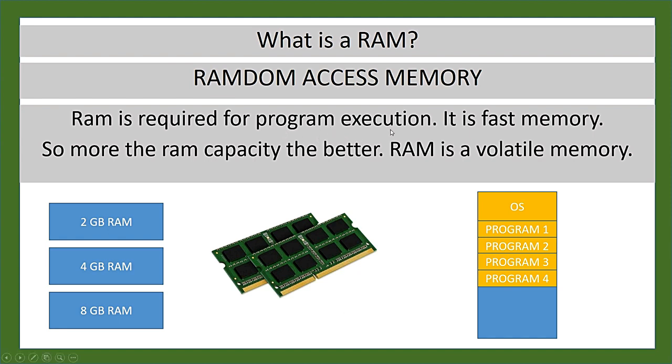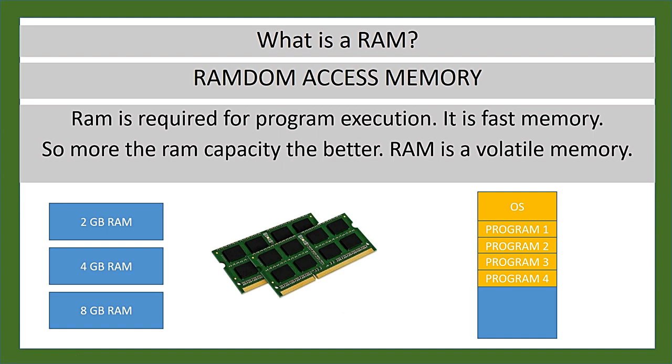Understand this word, program execution, which means that every program that you run on a computer gets executed through RAM. Please understand this. Every program. Now, what do you mean by the word program out here? Program here refers to the software that you're running on your computer. For example, you're running your video game. You started a video game. So your video game is a program.